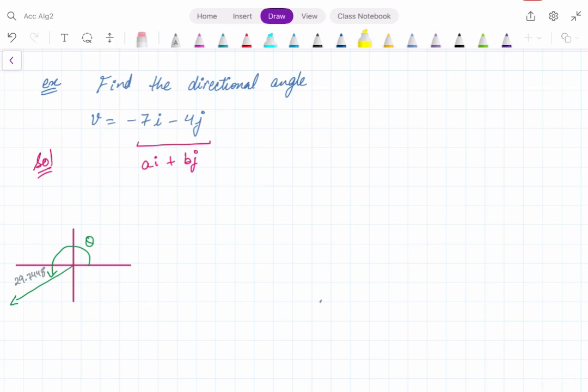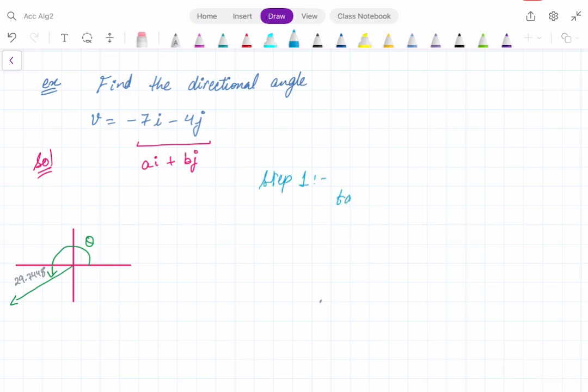So let's take one example. They are asking you to find the directional angle. Directional angle implies we have to include cos theta and sine theta. So this is in the format of ai and bj. So ai and bj, that means a and b will help us to calculate tangent, right?